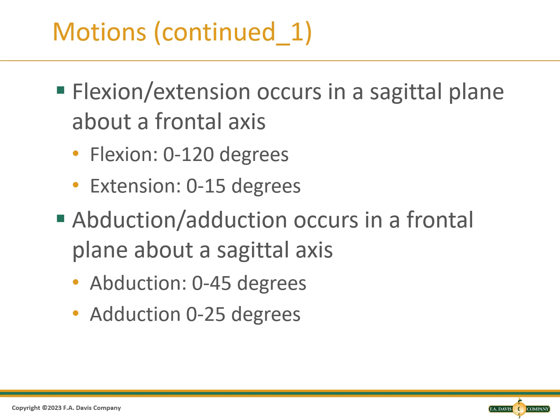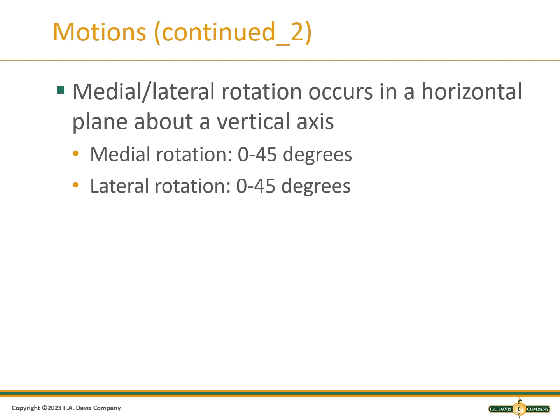For abduction and adduction, those occur in a frontal plane about a sagittal axis. We have 0 to 45 degrees of abduction and 0 to 25 degrees of adduction. Medial and lateral rotation, or internal and external rotation, occur in a horizontal plane about a vertical axis, and we have 0 to 45 degrees of each of those.